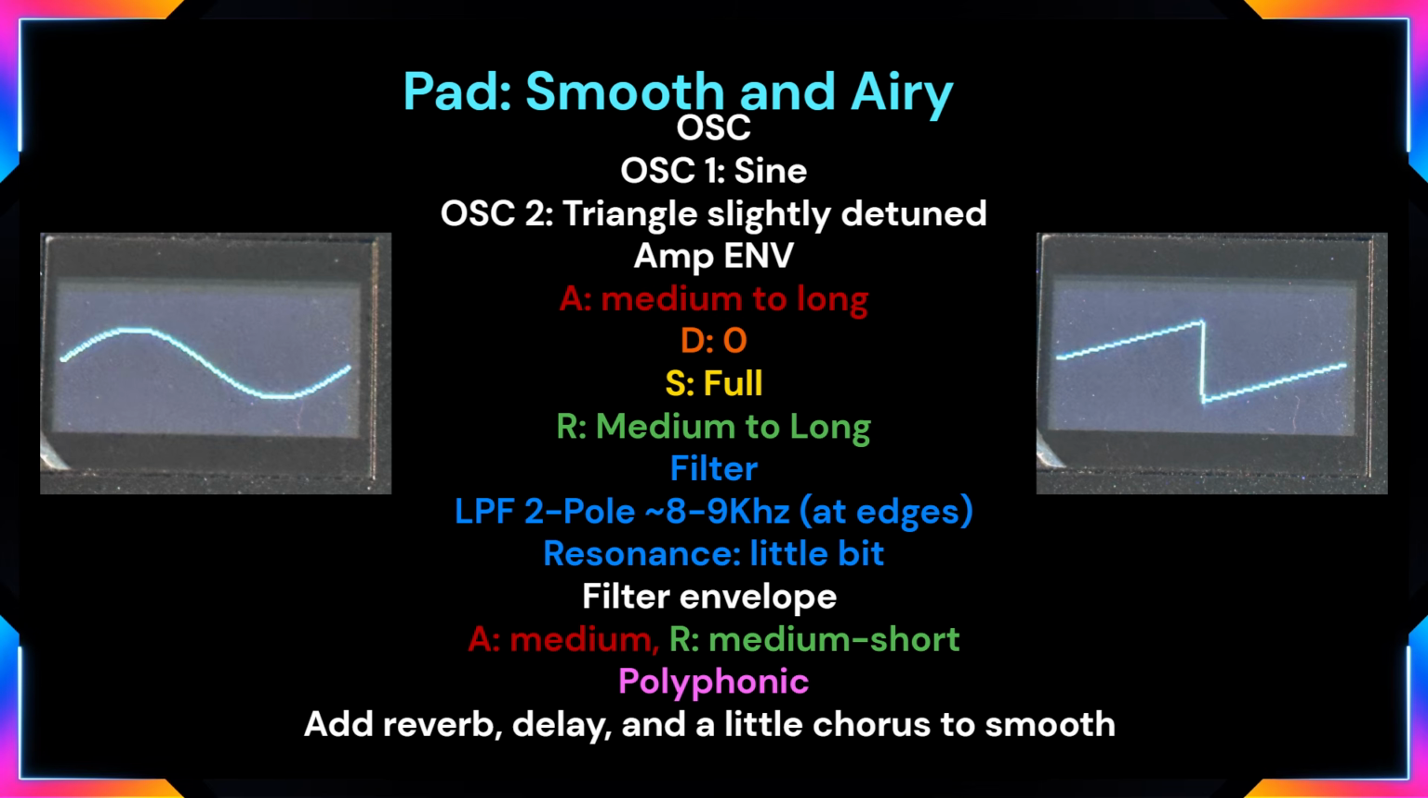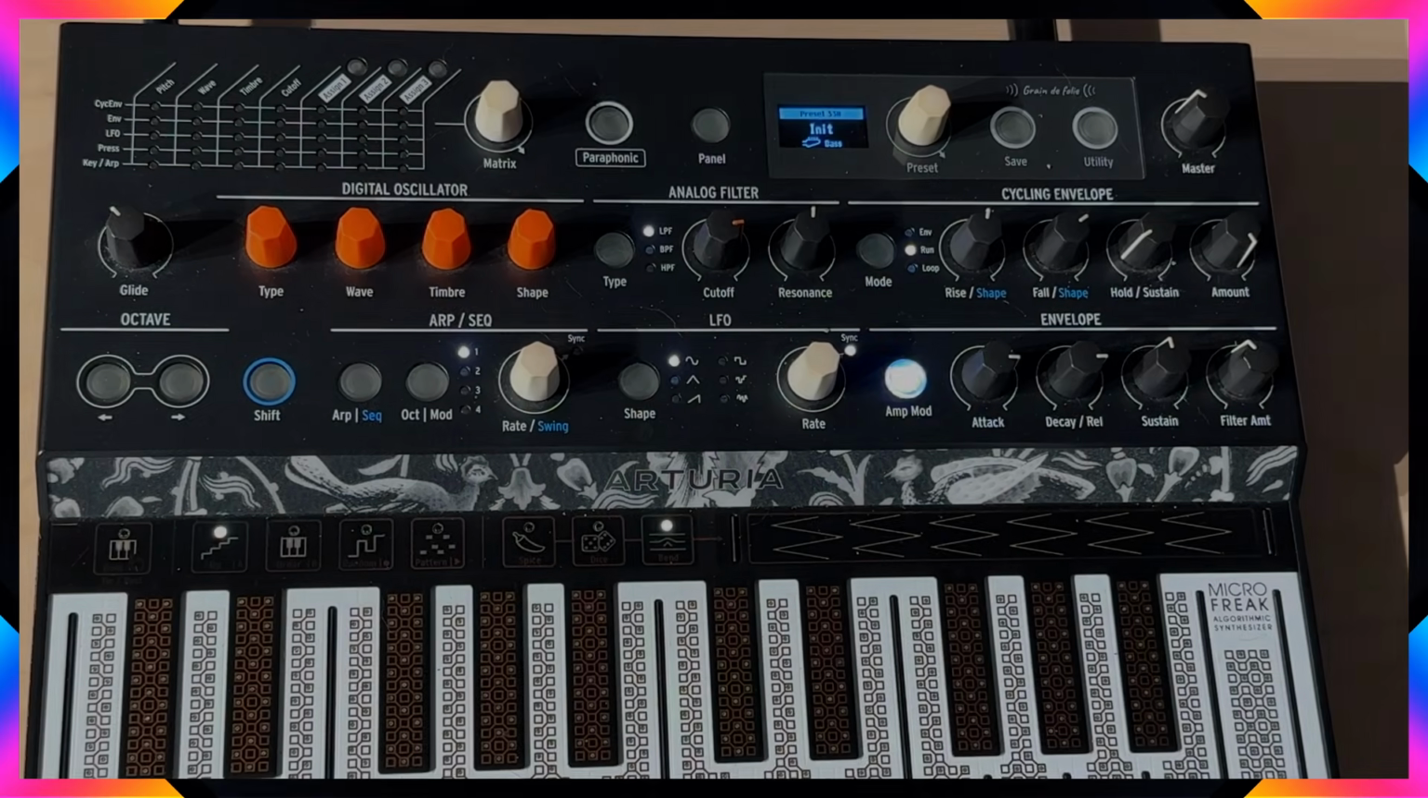The filter envelope has just the attack and release stage. The attack is medium long, and the release is medium short. It is polyphonic, and you add a reverb, delay, and a little bit of chorus to smooth it out, as are your preferences.